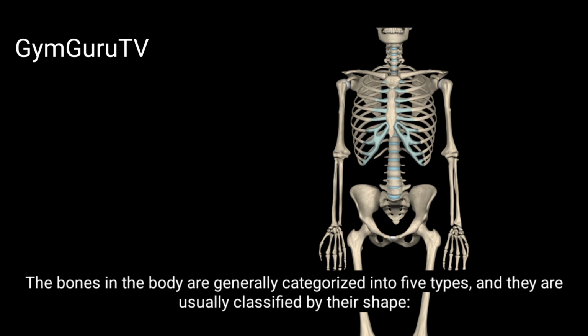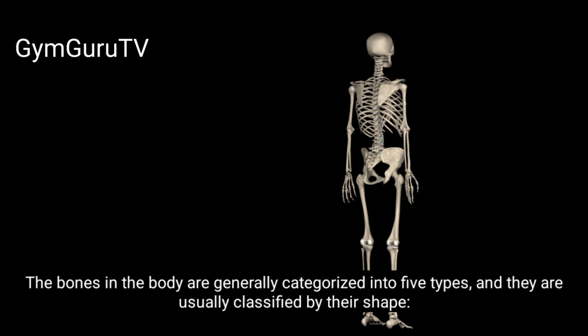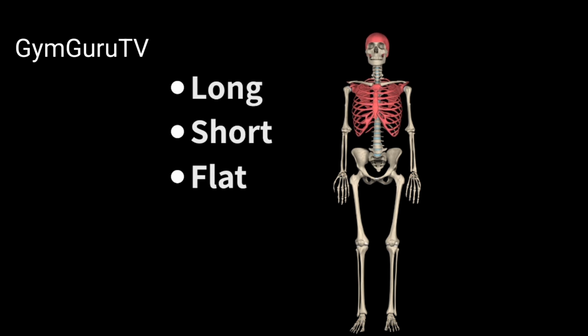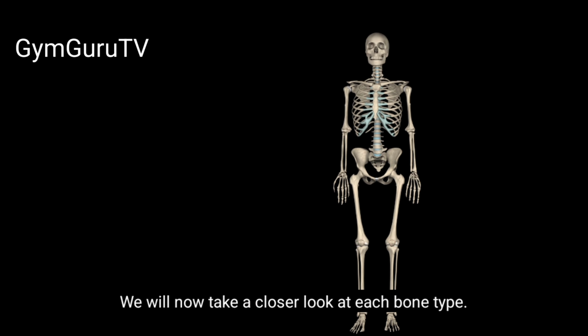The bones in the body are generally categorized into 5 types, and they are usually classified by their shape: long, short, flat, irregular, and the sesamoid bones. We will now take a closer look at each bone type.